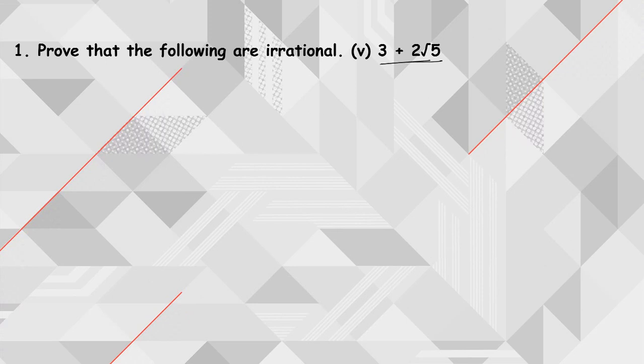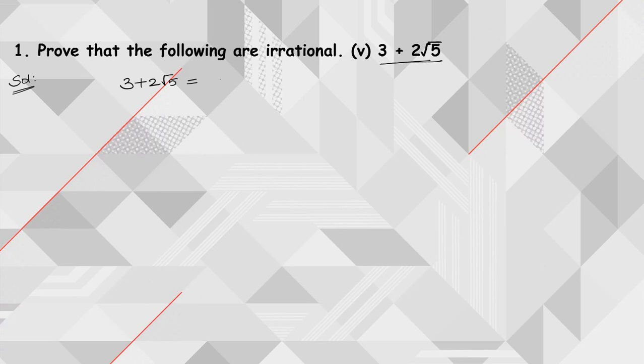3 plus 2 root 5. So this is also the same thing. Here we have this in the form of p plus root q. Here you can observe that inside the square root we have only a prime number. Now what I am going to do is assume that 3 plus 2 root 5 is a rational number.